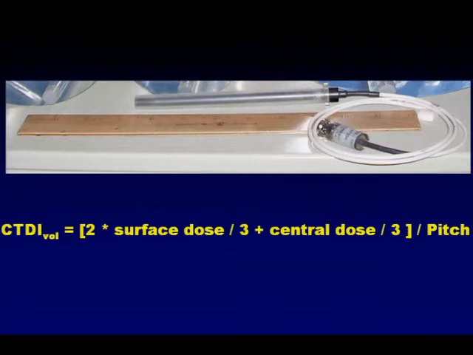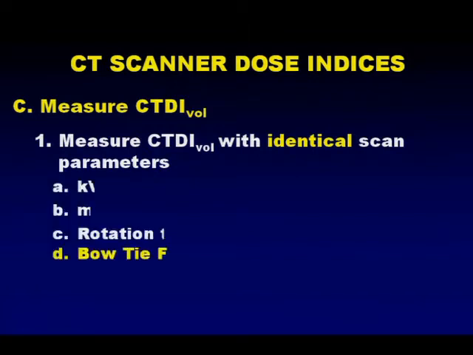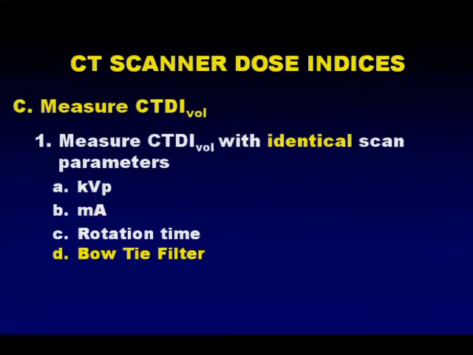This is just a picture of the 100 millimeter pencil chamber that's typically used, and then of course we know that we take the surface and the central measurement of this procedure, and we use this weighting factor as shown here to calculate CTDIvol. So what does CTDIvol tell us? Well, it tells us, if we measure it correctly, how the output of the machine varies as a function of the kV, the mA, the rotation time, and the bow tie filter.